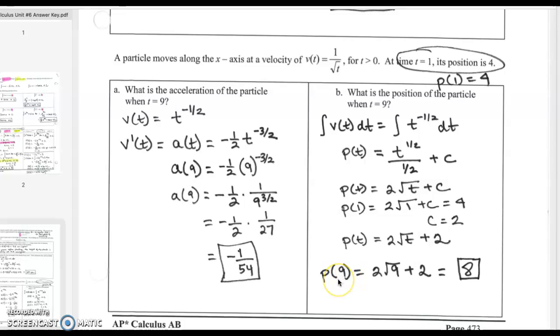Now you can plug in 9. Well, 2 times the square root of 9 is 3. 2 times 3 is 6, plus the initial condition of c equals 2 gives you 8. Hopefully that makes sense. Otherwise, let me know.